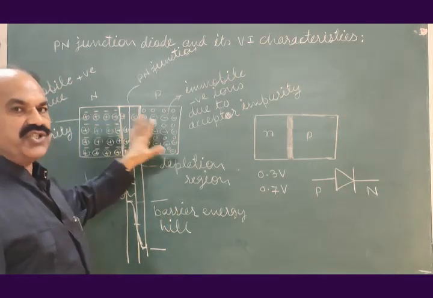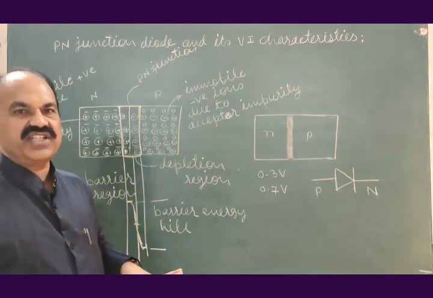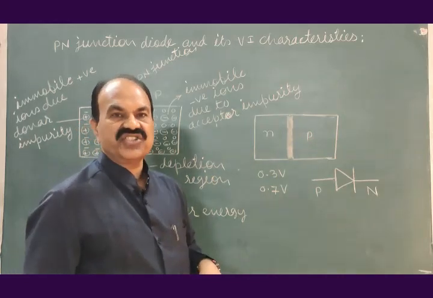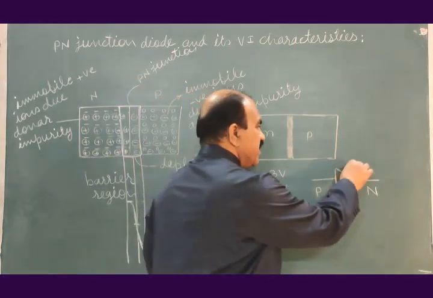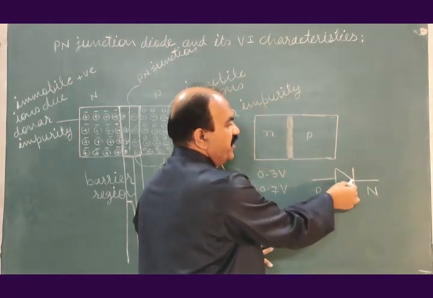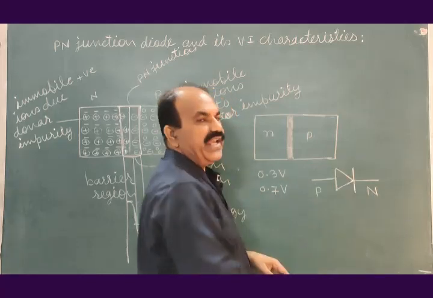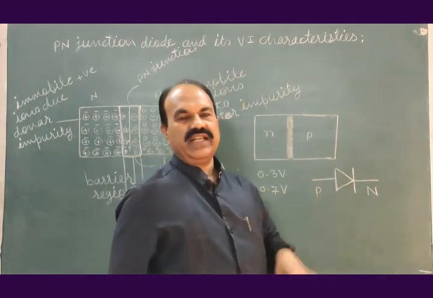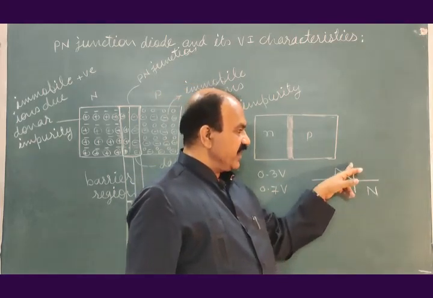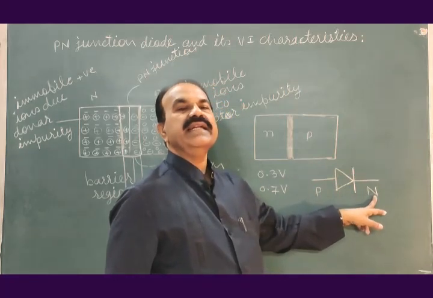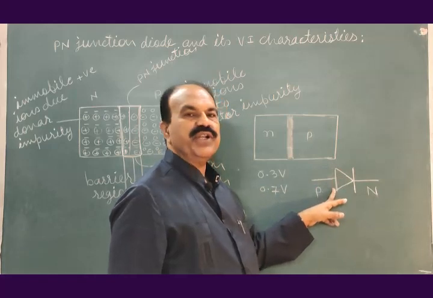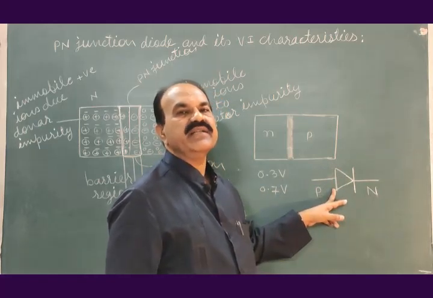This picture is not shown for the p-n junction diode. Instead, this symbol is used. This is the arrowhead and this is the vertical line, and the arrowhead meets the vertical line here. The arrowhead side corresponds to n type semiconductor and the other side corresponds to p type semiconductor.